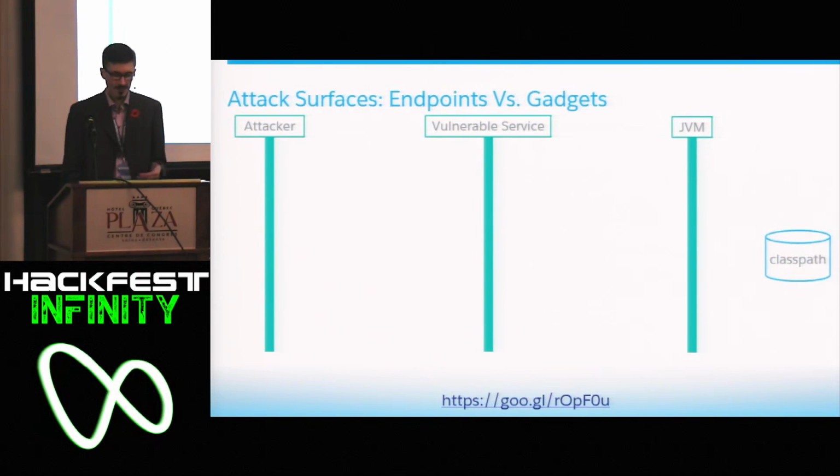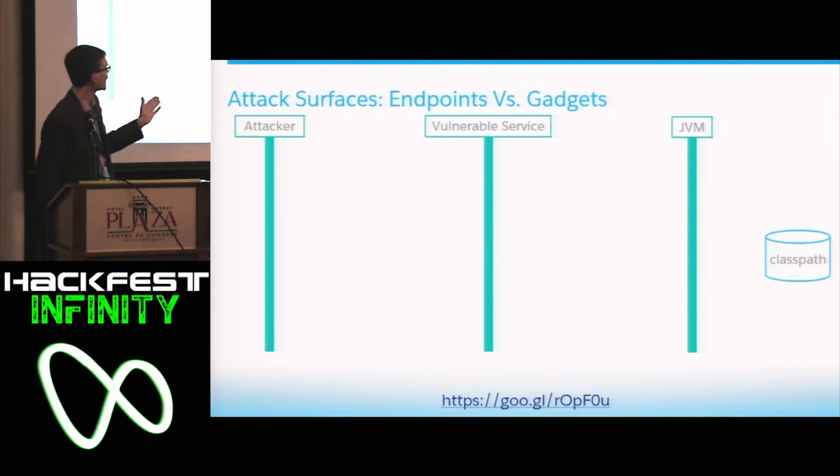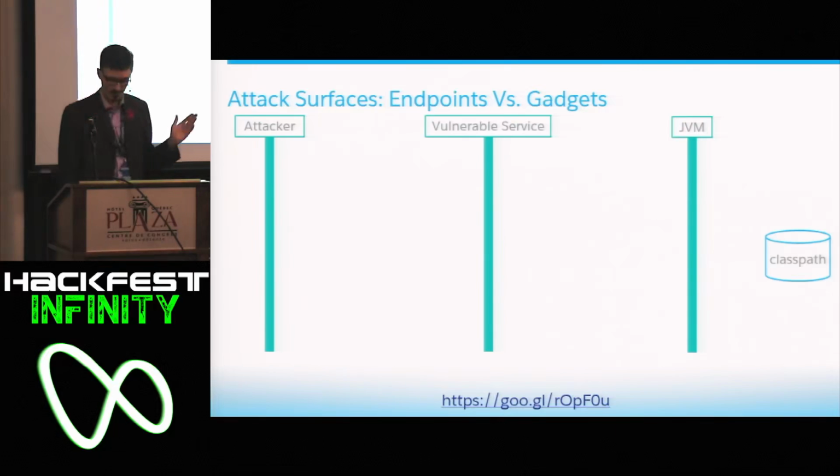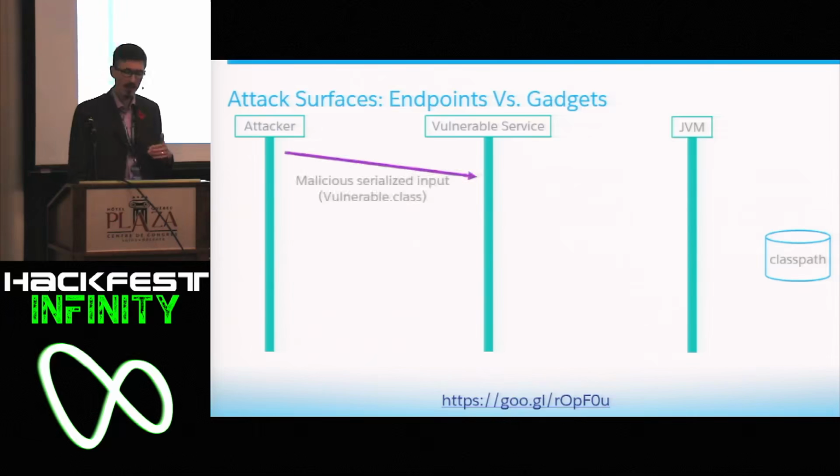So what do I mean by attack surface endpoints versus gadgets? Imagine in the middle here we have our vulnerable application, and the vulnerable application accepts untrusted inputs and deserializes them. So our attacker was able to create some binary on his own computer, and he's going to send that to the vulnerable service. The attacker doesn't really know what classes are available on the server, but he's just taking a guess that a class called Vulnerable is maybe available on the classpath on the server.